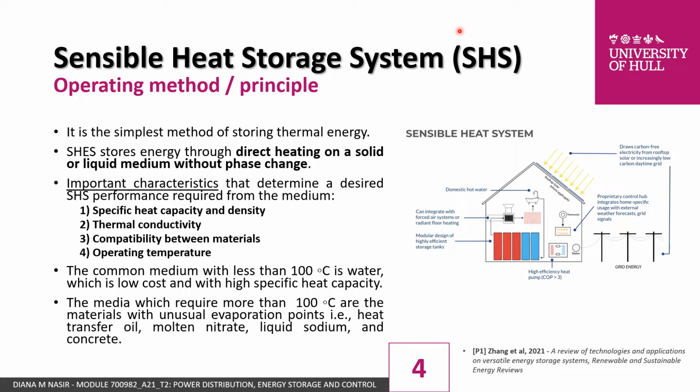The normal medium type, which is water, has the boiling point of 100 degrees Celsius. Of course, the water has high specific heat capacity, and of course it is an abundant resource which can be quite cheap to use. There are some other media which we can use to provide this type of heating, which usually have a higher boiling point, more than 100 degrees Celsius, such as heat transfer oil, liquid sodium, concrete, and also molten nitrates.